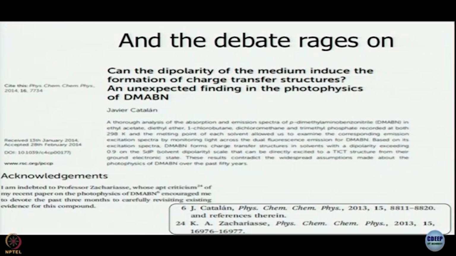I leave it to you to read this paper by Catalan. I will only highlight the acknowledgement. What he wrote there is that I am indebted to Professor Zacharias, whose apt criticism of my recent paper on the photophysics of DMA-BN encouraged me to devote the past 3 months to carefully revisiting existing evidence for this compound. So, even though the intensity of debate has gone down, frequency of papers has gone down, it does not look like anybody is giving up.